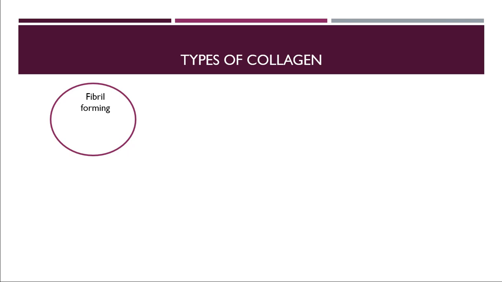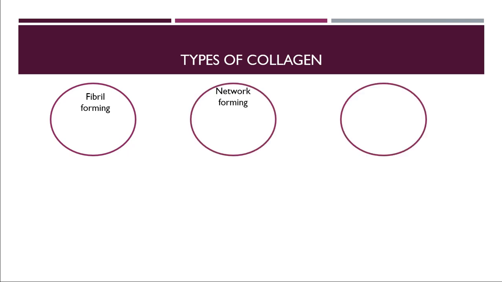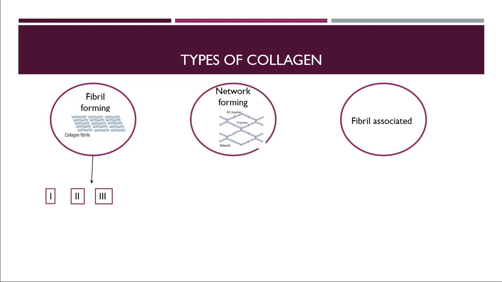So I categorize the types of collagen into 3 different groups. They are called fibril forming, network forming, and fibril associated. These are the pictures you can see. Network forming have a mesh. Fibril forming are straight alpha helix structures there, and fibril associated means something is associated with these fibrils. Now, fibril forming have type 1, type 2, and type 3. Network forming contains type 4 and type 8. Fibril associated collagen will have type 9 and type 12.